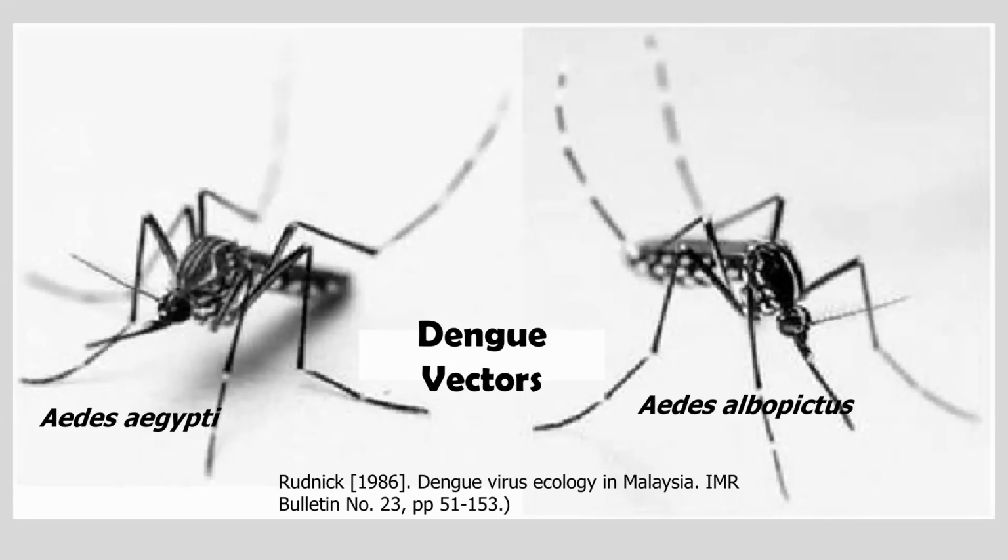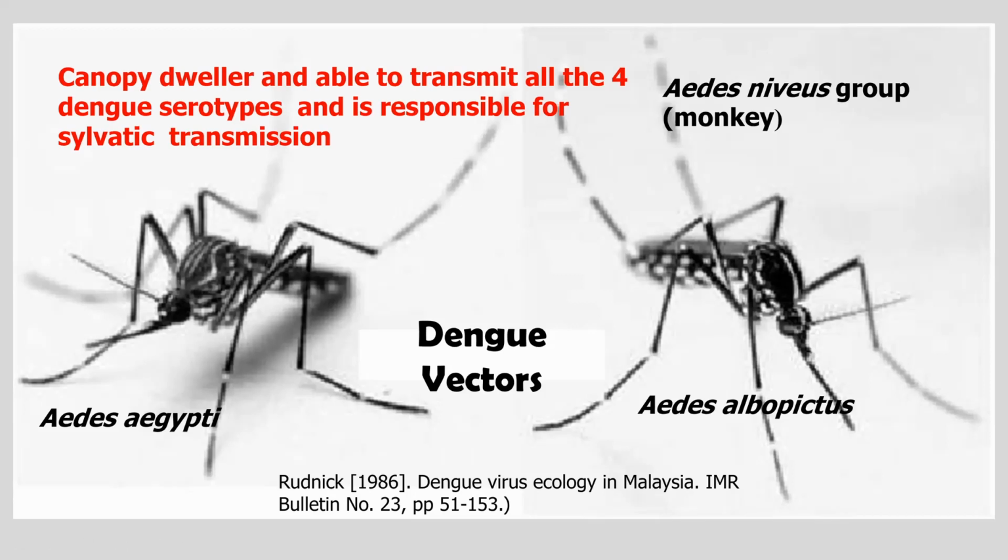The key vector for dengue is Aedes aegypti as well as Aedes albopictus in Asia. And there's another vector known as the Aedes niveus group, which dwells on the canopy and is able to transmit all 4 dengue serotypes and is responsible for sylvatic transmission.